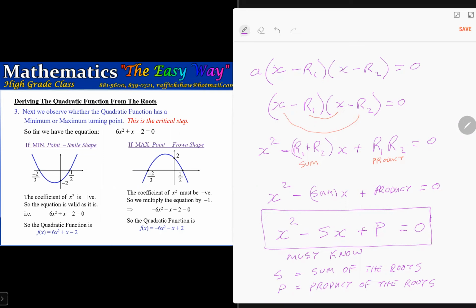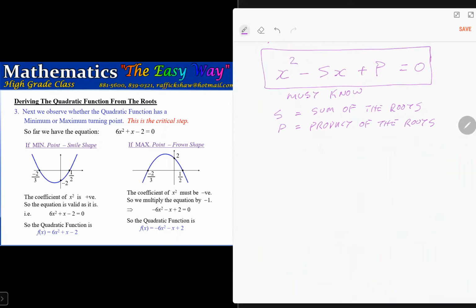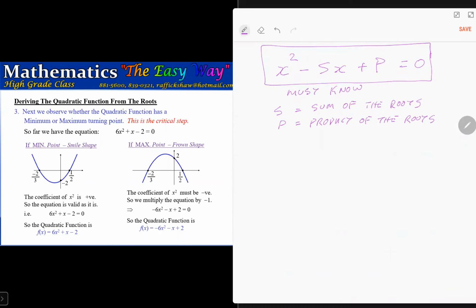Remember, we have to adjust them to get rid of all the fractions. That is the key. You have to adjust them to get rid of the fractions. All right, so that's your equation. That's your quadratic equation, it can always be written like that: x squared minus the sum of the roots plus the product of the roots. All right, so see it here now.